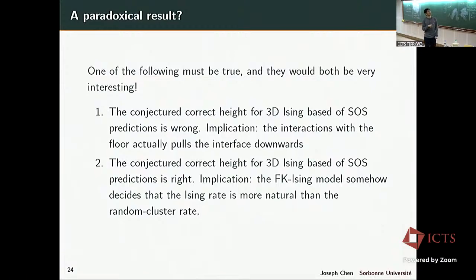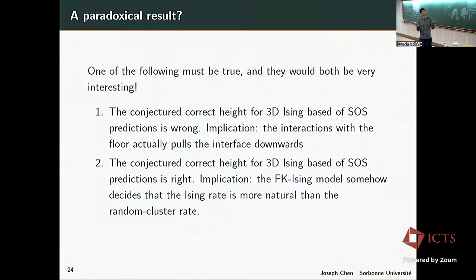And then the other option is just that the conjecture is still correct. And this is also interesting because this is saying that for FK Ising, you have still 3 interfaces. And somehow the model is deciding that this Ising interface is more natural. And the height of all 3 interfaces should be determined by the Ising rate. And this is still going to be quite surprising because you can ask this question purely in terms of the FK model. You don't have to define any coloring of vertices at all.